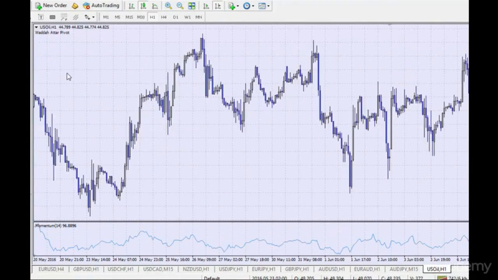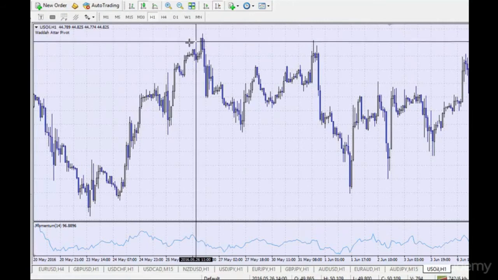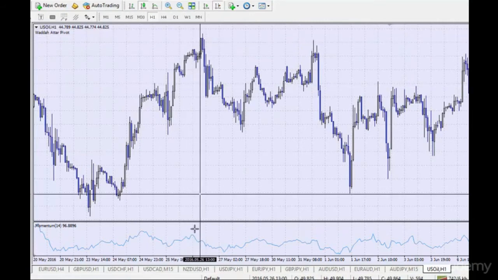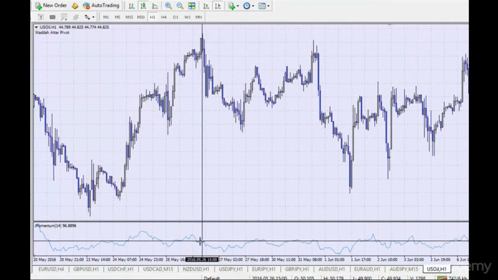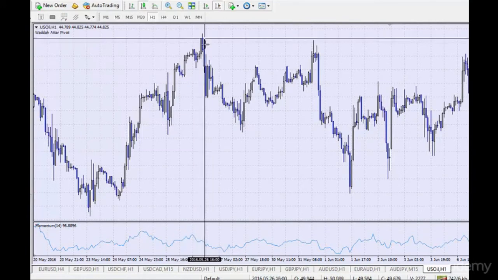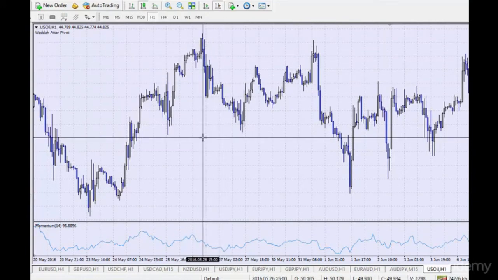Here we can see the market is making higher highs, and the momentum indicator is making lower highs. As a result, we see the market fell. So the momentum indicator is a very good indicator that you can use as a beginner trading Forex.